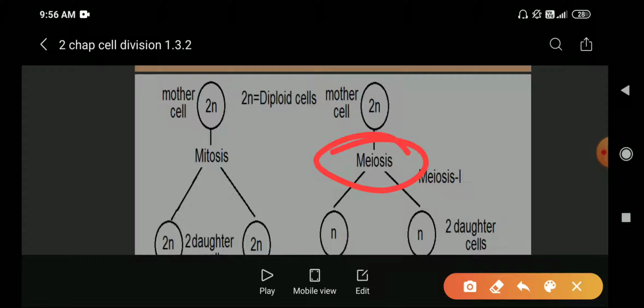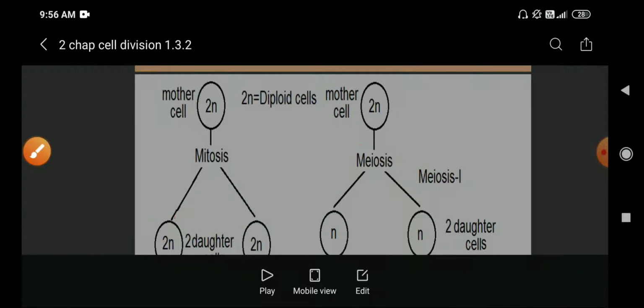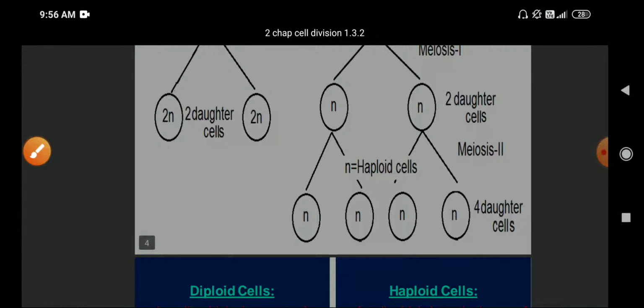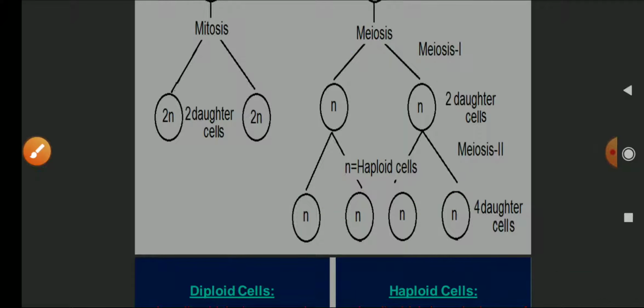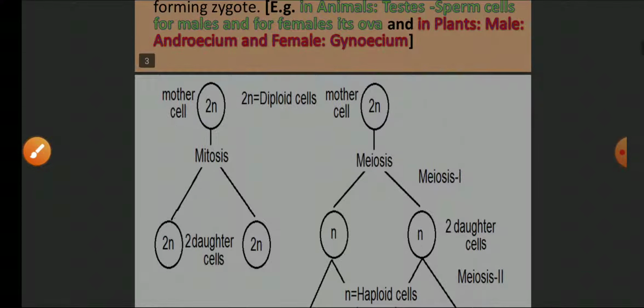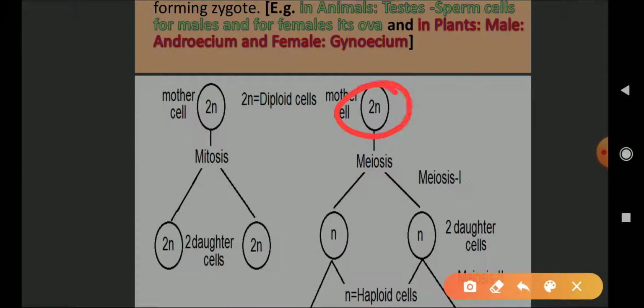So in mitosis the number of daughter cells is 2. But if you see meiosis, then in meiosis the daughter cells are going to be 4. But one thing you have to keep in mind is that in the process of meiosis half the number of chromosomes is there. That means you are starting with 2n.